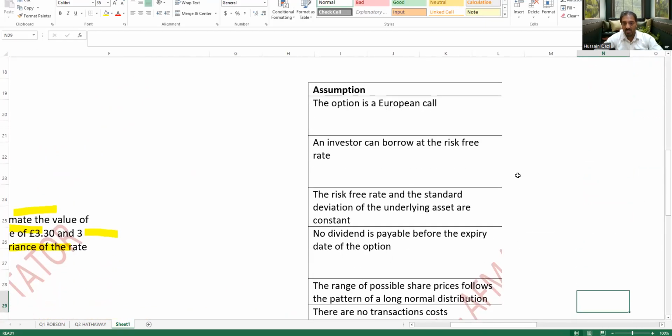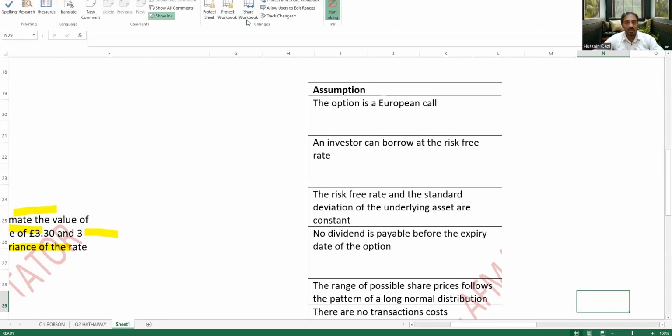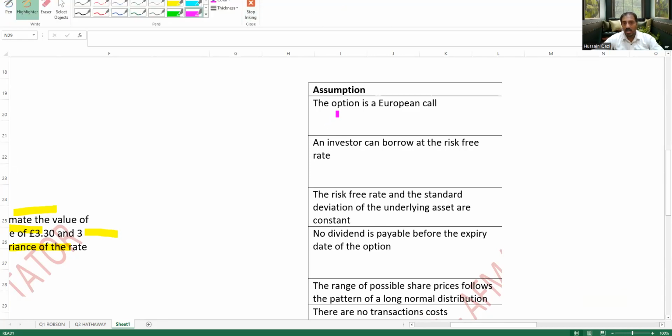Here are some assumptions I have mentioned on this sheet: BSOP assumptions, European call option. The discount rate: the value of the option is based on the risk-free rate. Return may be different, but you have to take the risk-free rate, and this risk-free rate is constant over time.